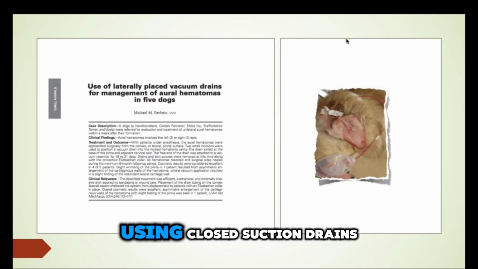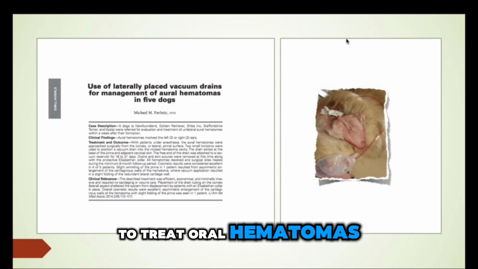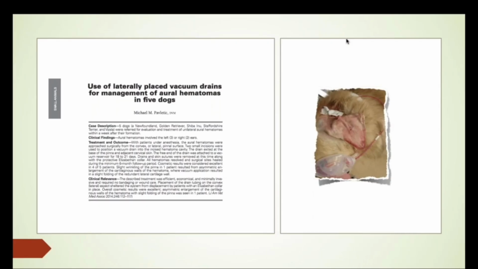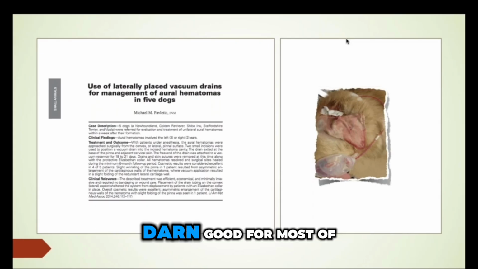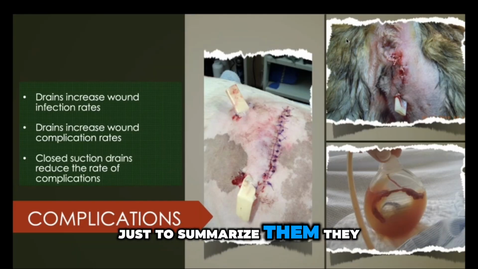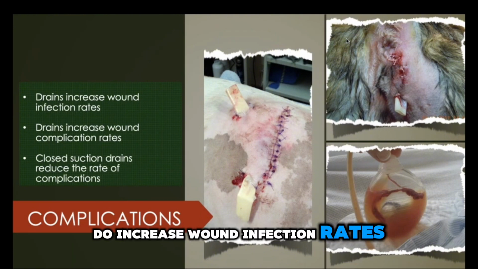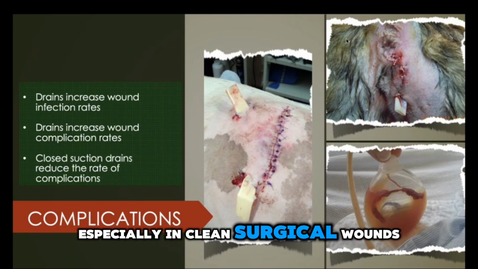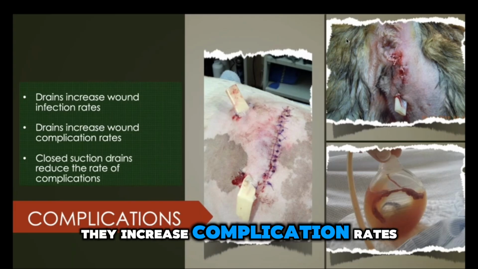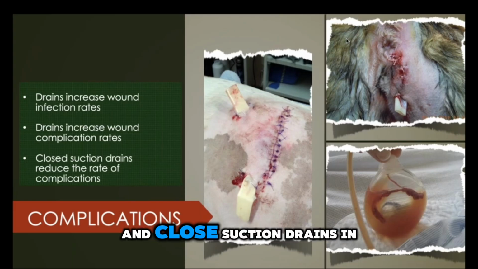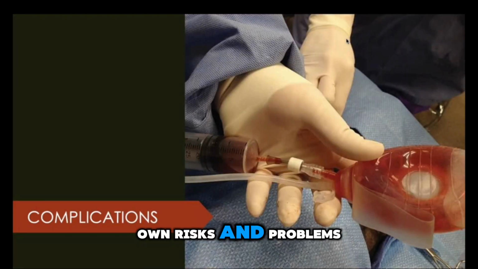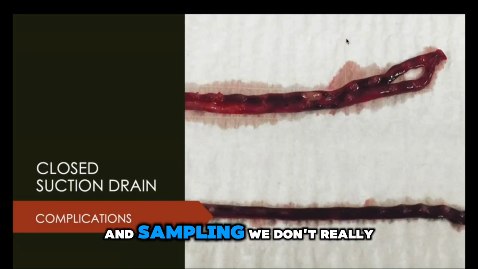There are some reports of using closed suction drains to treat oral hematomas. I only put it up here because it's information that's out there. I think prednisone works pretty darn good for most of these cases. Complications we've already talked about. Just to summarize them, they do increase wound infection rates, especially in clean surgical wounds. So I try never to use these in clean surgical wounds. They increase complication rates, and closed suction drains in general help reduce some of them, but they're not without their own risks and problems. And sampling we don't really need to do.